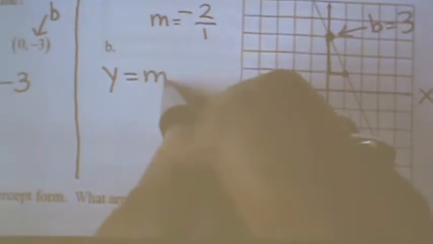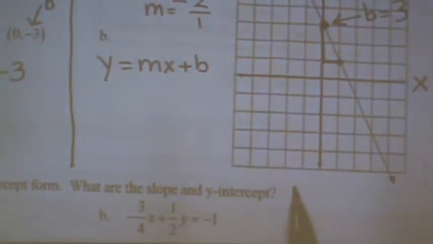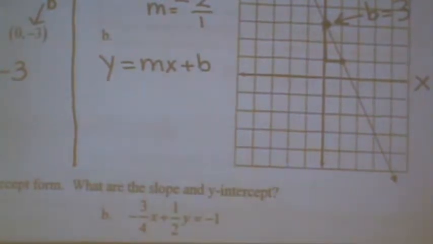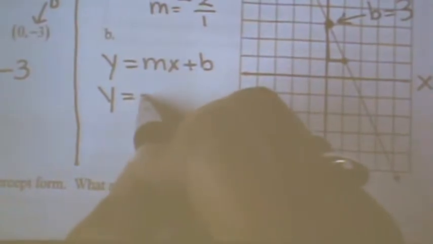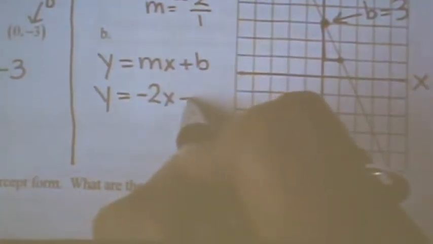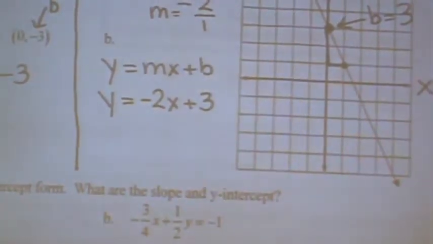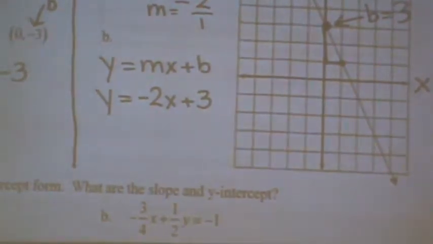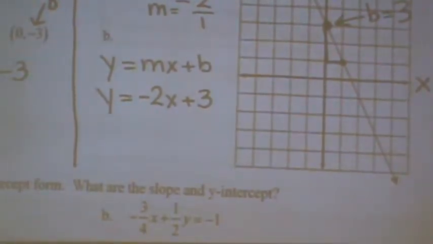So what's your equation? This is the recipe that we use. So I need m and I need b. Do I have m and b? Yeah. Where do they go? That's it. Remember this stuff? Okay, good.